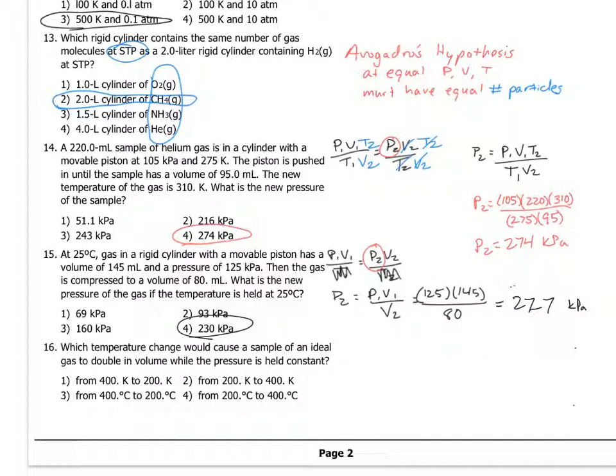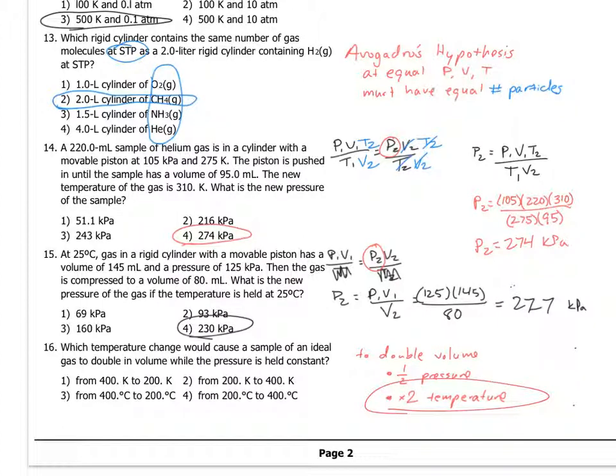All right, number 16. It says, which temperature change would cause a sample of an ideal gas to double in volume? So in order to double the volume, what you could do is you could cut the pressure in half, or you could double the temperature. The one that's going to make the most sense for this question is to double the temperature because the answer choices are all in Kelvin or Celsius.